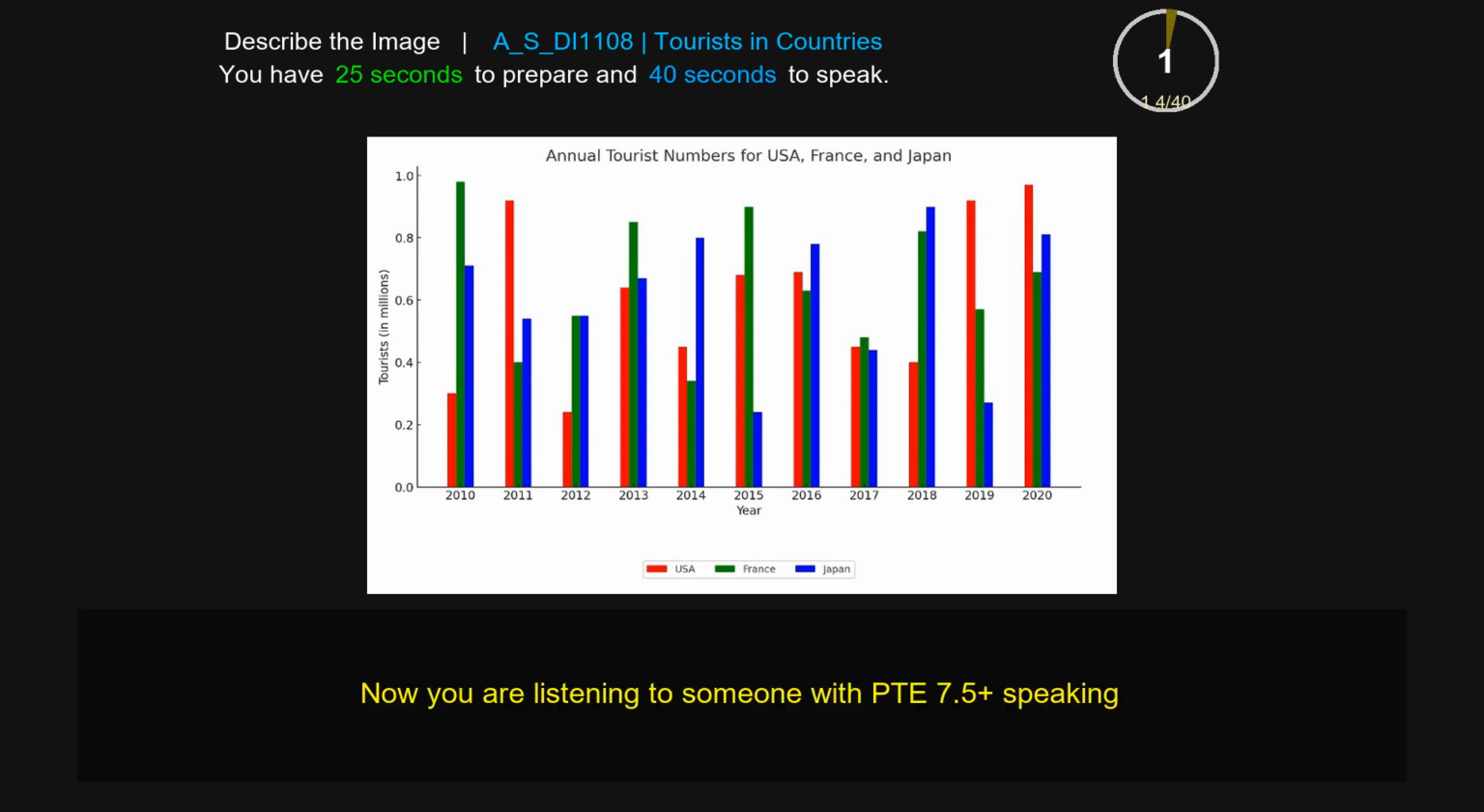The image provides information about annual tourist numbers of USA, France, and Japan. In the picture, we can see USA, which is red color, France, which is green color, and Japan, which is blue color.